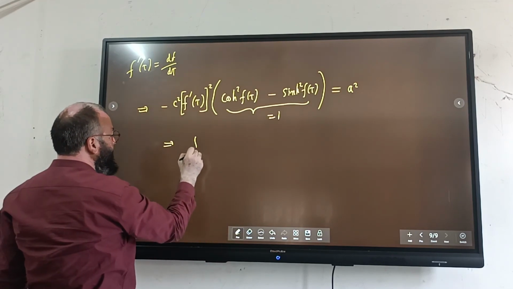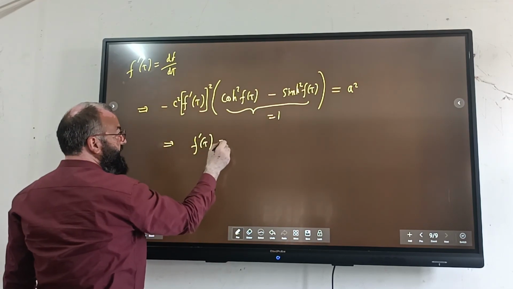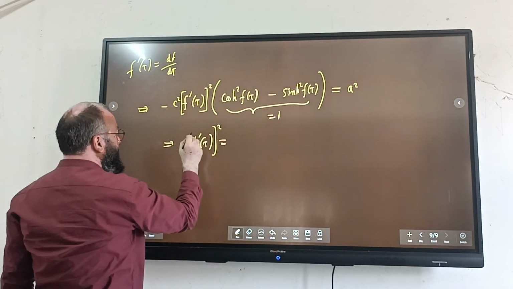So which gives you simply f prime of tau, that's equal to, okay, let me take square.